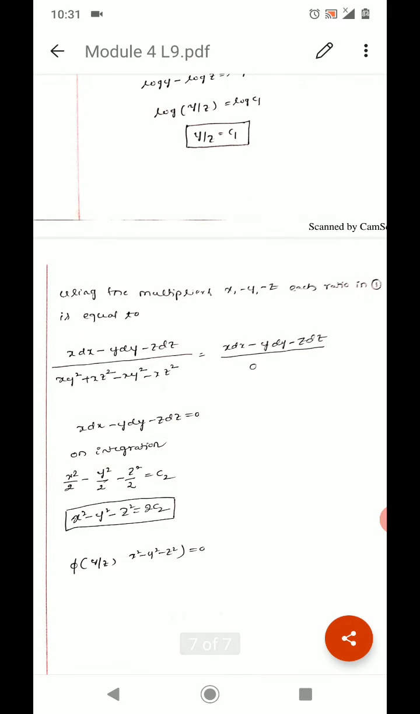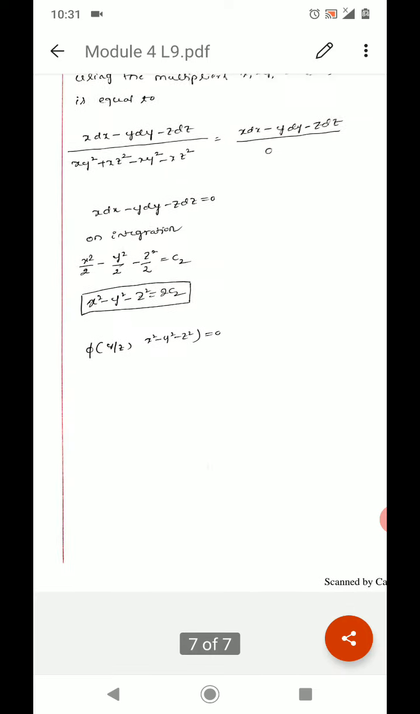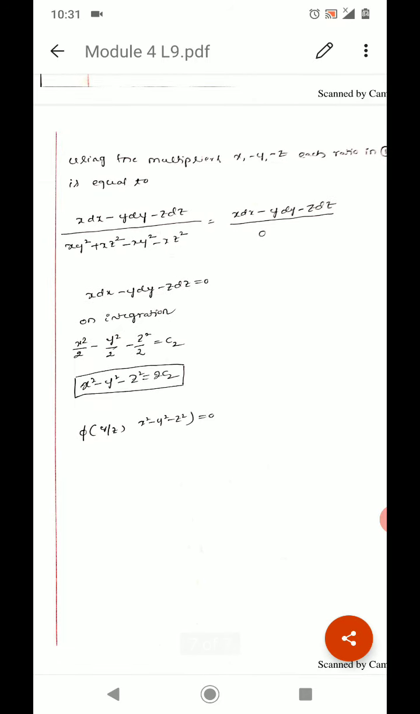So on integration, the integral of x is x square by 2, minus the integral of y which is y square by 2, minus the integral of z which is z square by 2, equal to c2. By multiplying by 2, we get x square minus y square minus z square is equal to 2c2. So that is the other solution. Therefore the general solution becomes phi of (y divided by z, x square minus y square minus z square) equal to 0. So that is the required solution.